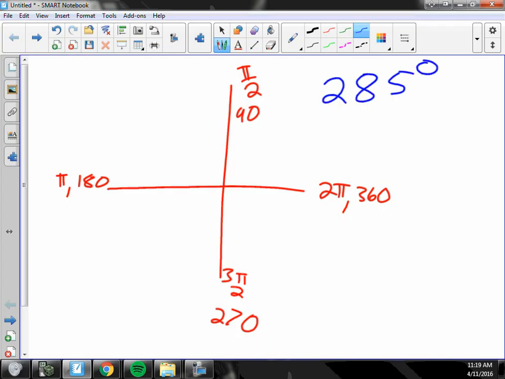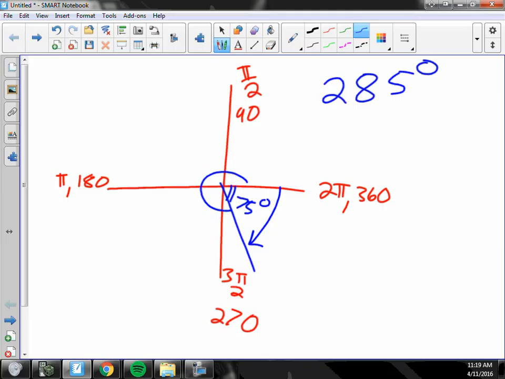285. Where is that? Quadrant 4. We go past 270. What's the reference angle? Yeah, 360 minus 285. 75 degrees. So the reference angle is 75 degrees. Should it be negative 75? Well, if I rotate negative 75, don't I land in the same place?